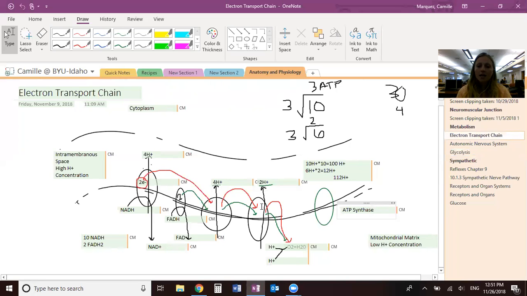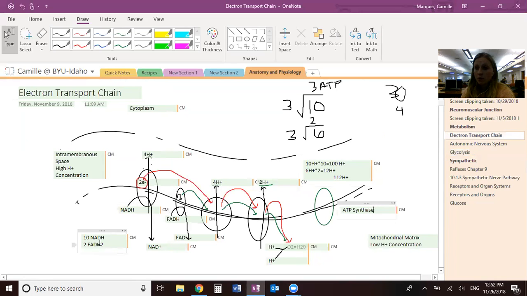And then lastly, you're going to throw those electrons to oxygen, which is already in the matrix, and those electrons are going to attract 2 hydrogens to the oxygen, which makes water. So water is going to be a byproduct of this process. So in total, we pumped across 4, 8, 10 hydrogens for every 1 NADH. But we had 10 NADHs. So in total, 100 hydrogens got pushed through for all our NADHs.